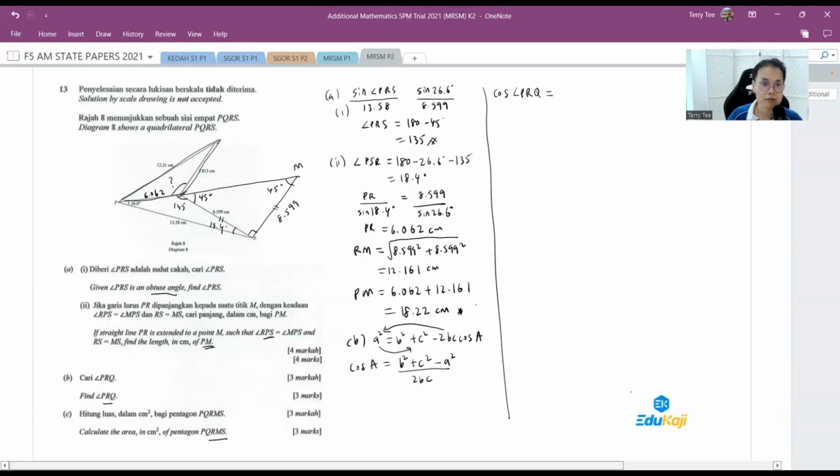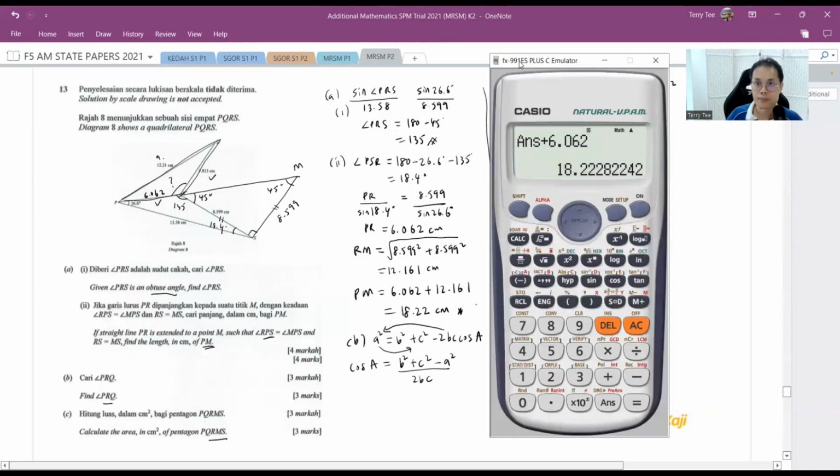Your B and C, for PRQ, will be this. Your A will be your opposite length, 12.21. So let's take 6.062. We square it. You plus with 7.813. We square it. Minus the opposite length, 12.21. We square it. Divide by 2BC. Your B is 6.062. Your C is 7.813. Yeah, this is your B and C. So use your calculator, PRQ.